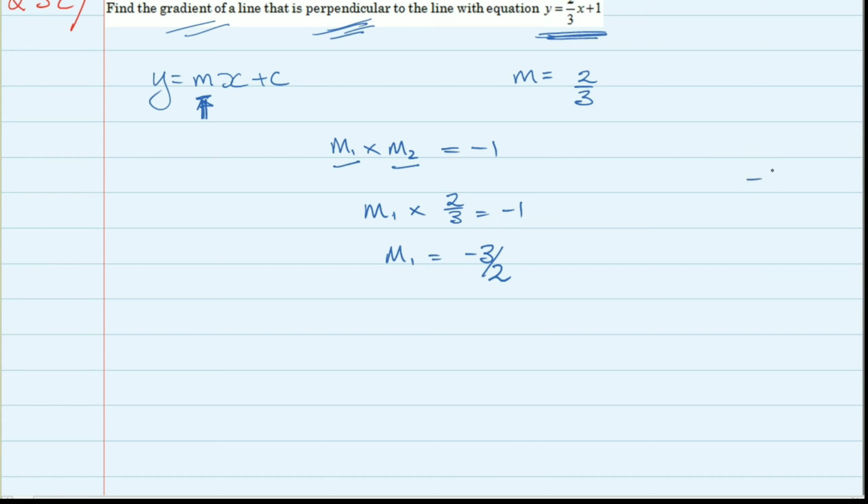And how did I get that? It's -1 divided by 2/3. And when we divide by fractions, we flip it upside down and multiply, so that becomes -1 times by 3/2, which gives me -3/2. So the gradient of the line that's perpendicular to this equation will be -3/2.